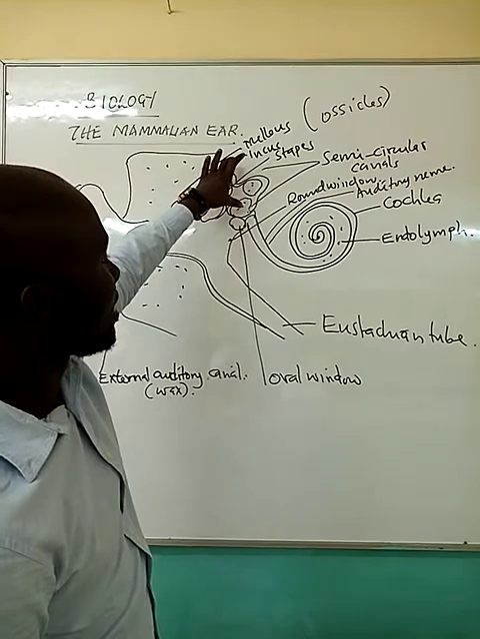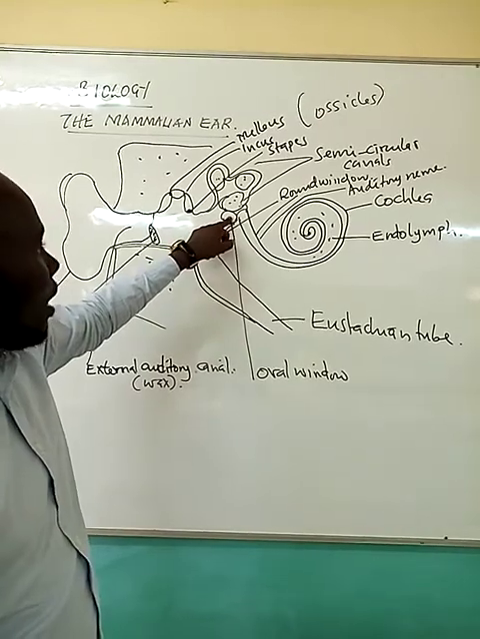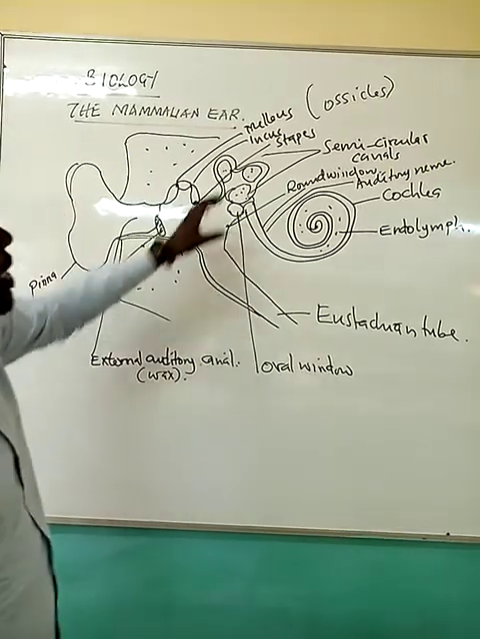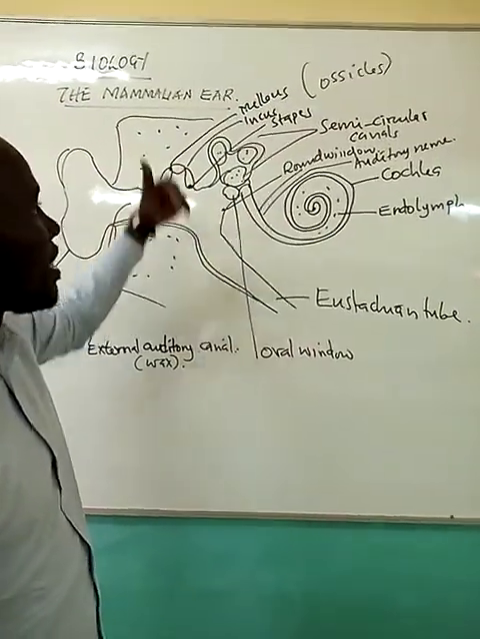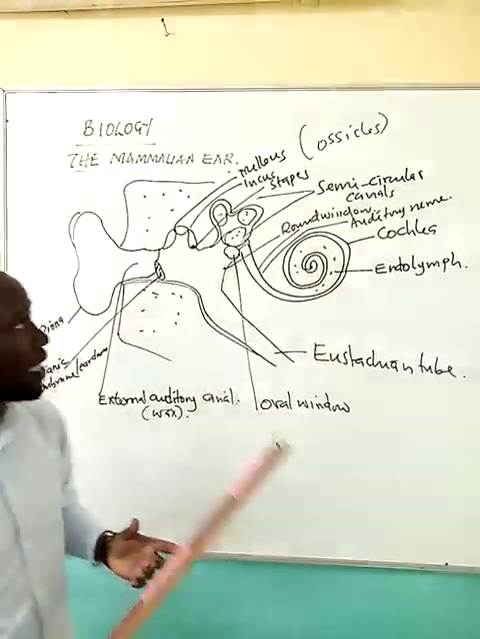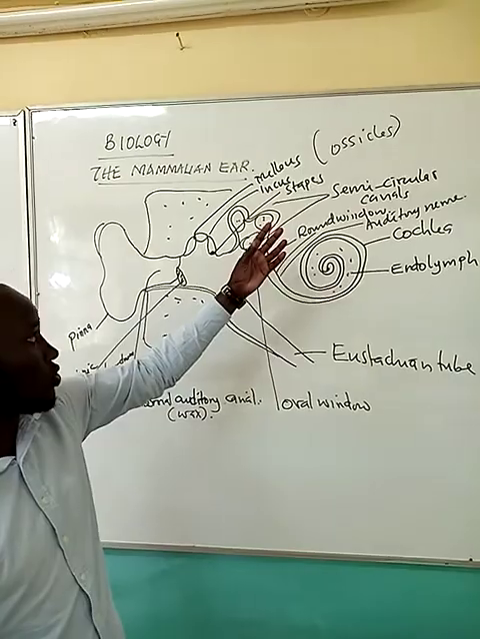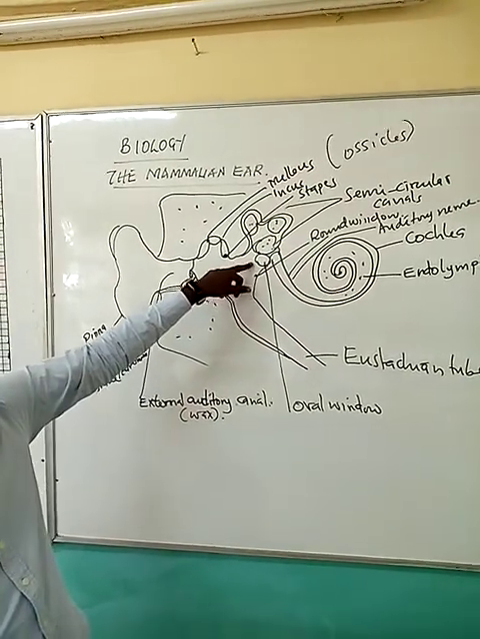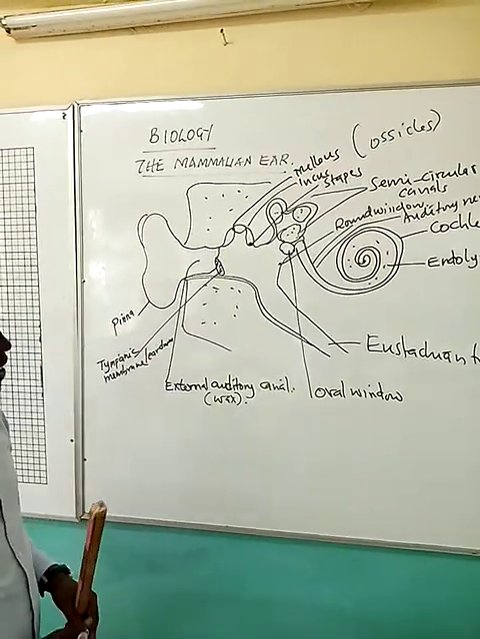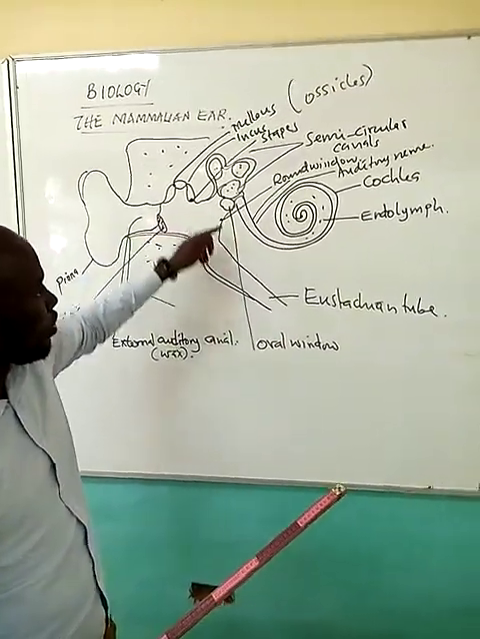Then the stapes connects to the oval window. Not round window, but the oval window first. So the ear ossicles here, having received the sound waves in form of vibrations, then amplify the sounds. That means that the amplification of the sound is done by the ear ossicles. So the sound that has been amplified is directed to the oval window. The oval window transmits the sound waves, which are now amplified, to the round window.